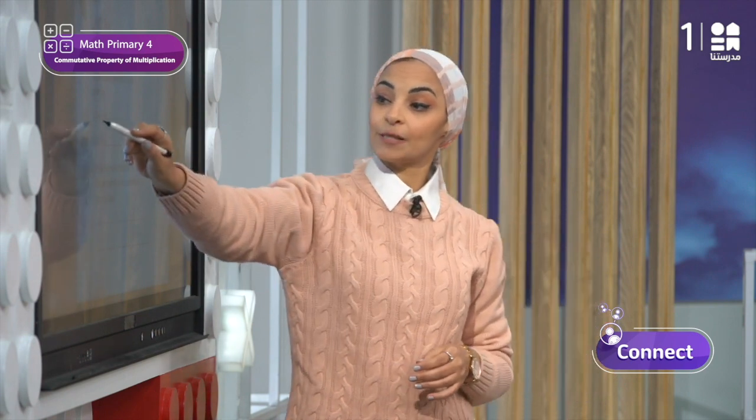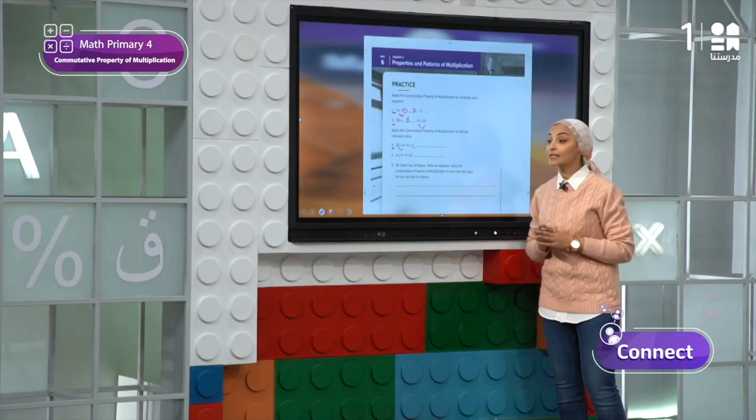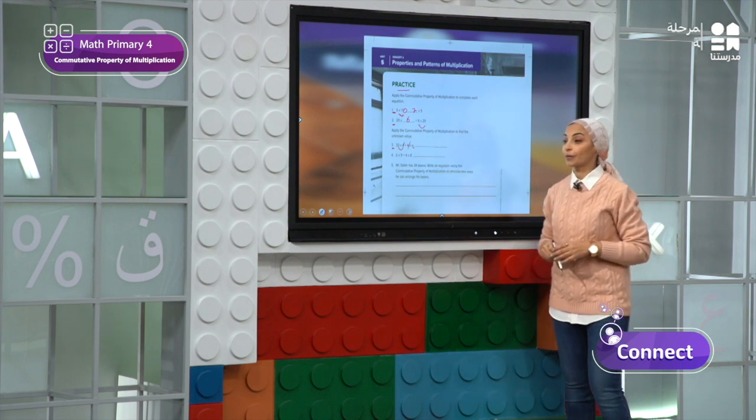Now we have something new in problem 3. Problem 3 is a bit different. He wants to know letter A. He gives me letter A as unknown and wants to know what A equals. Let's read it together. 33 times 4 equals 4 times what? Okay? As you can see, 4 is repeated in both sides. This side has 4 and this side also has 4.